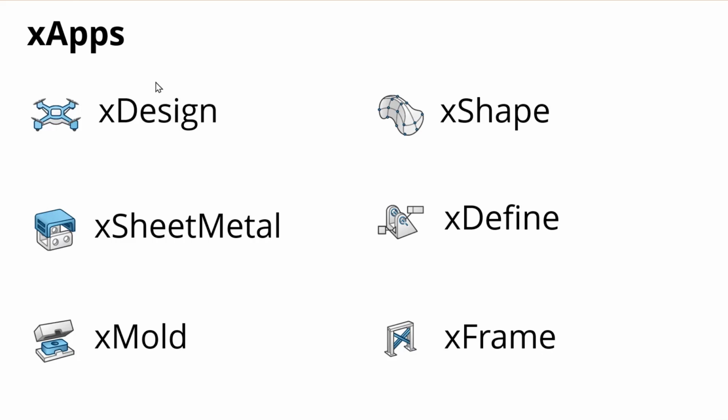Just to briefly go over what these do, xDesign is a parametric modeler. xShape is a freeform subdivisional modeling tool. By the way, I'm kind of biased. I love xShape. It's really cool. xDefine allows us to do MBD style and 2D drawing type of documentation. xFrame is kind of like weldments for those of you who've been using SOLIDWORKS. And then, of course, we have xMold, which is actually a really useful mold tool. It really simplifies the process of creating molds. That's just in general, and this library of xApps is expanding almost continuously. They're always adding new functionality or new applications to do different types of tasks.